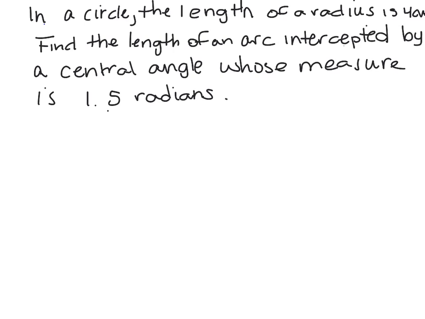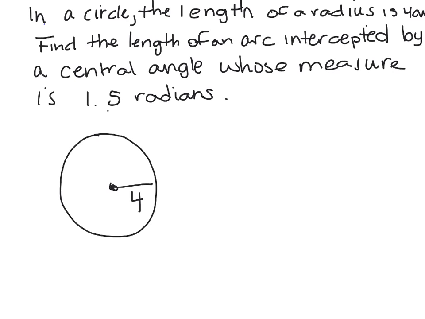Okay, so let's take a look at the other examples. It says, in a circle, the length of a radius is 4 centimeters. Find the length of an arc intercepted by a central angle whose measure is 1.5 radians. All right, so this is what it's saying. You have a circle, and it has a radius of 4 centimeters.